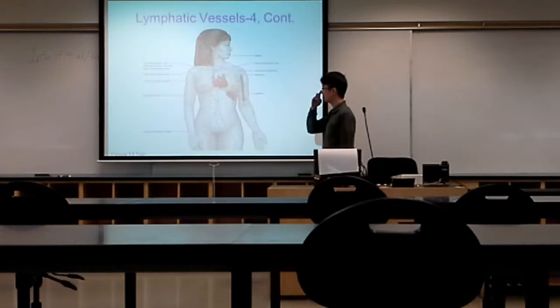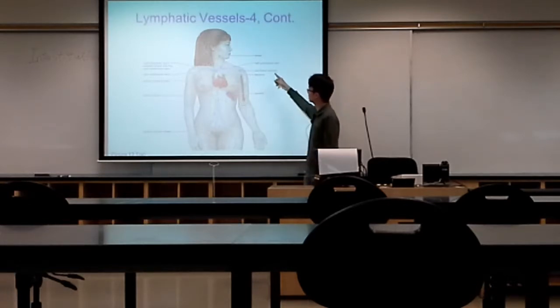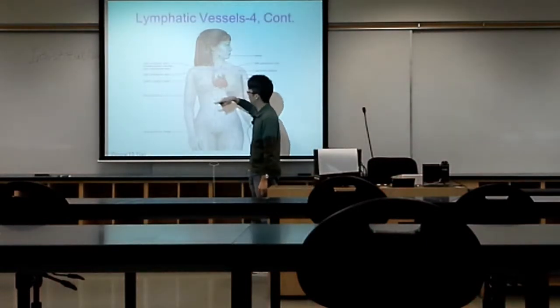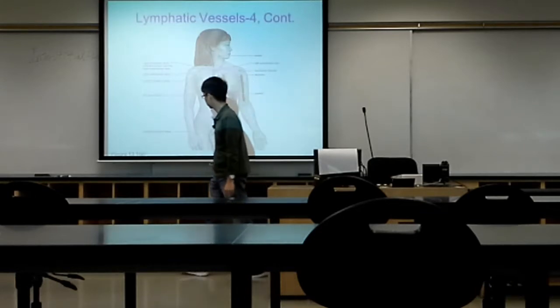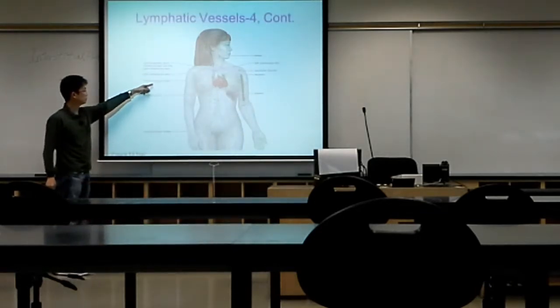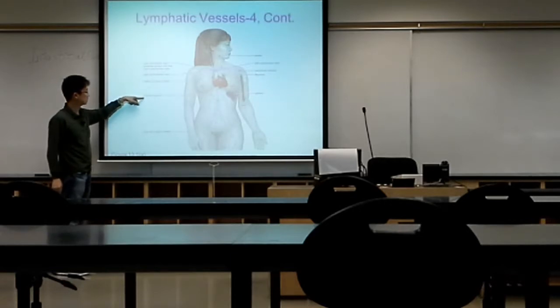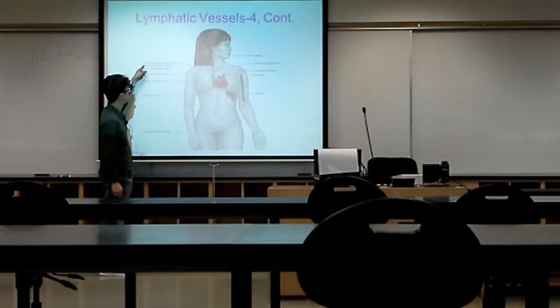Here is a schematic diagram. We have lymphatic vessels, and you see there's a subclavian vein here. The tonsil is one of the lymphatic organs, and the thymus is another one. Spleen, we'll talk about the thymus and spleen later. Then we have all these nodes, axillary nodes and inguinal lymph nodes. These are examples of lymph nodes. And then the thoracic duct on the left side, and the right lymphatic duct here.